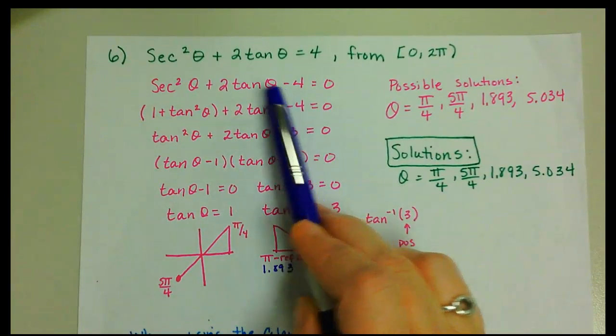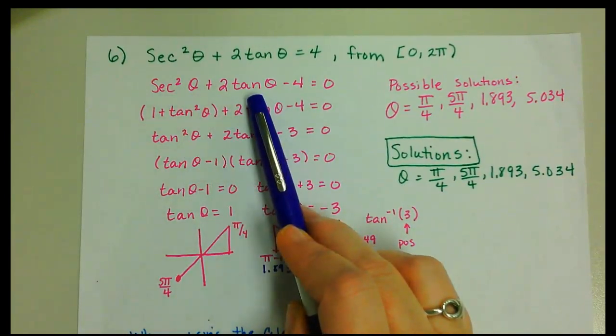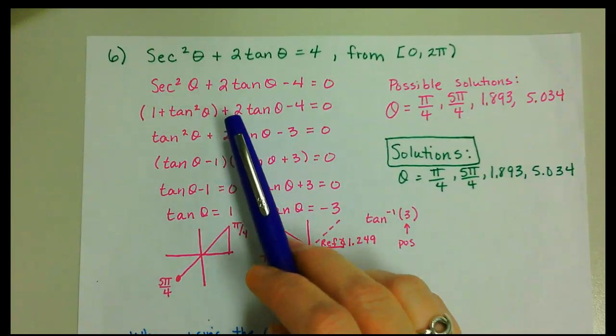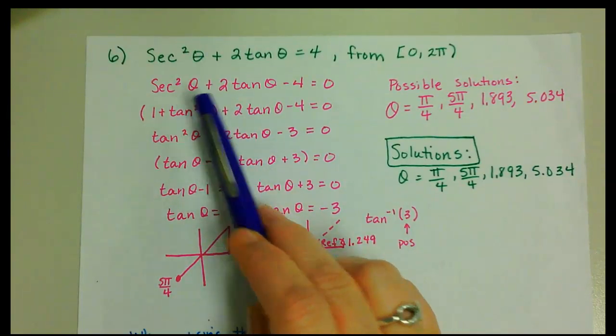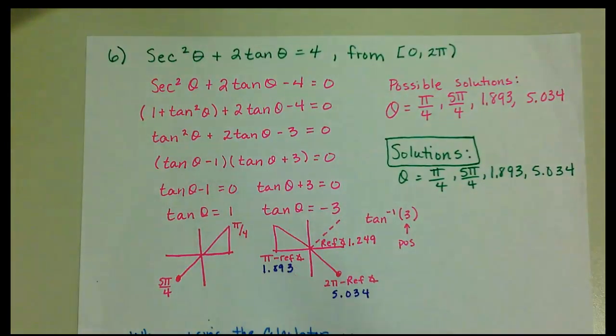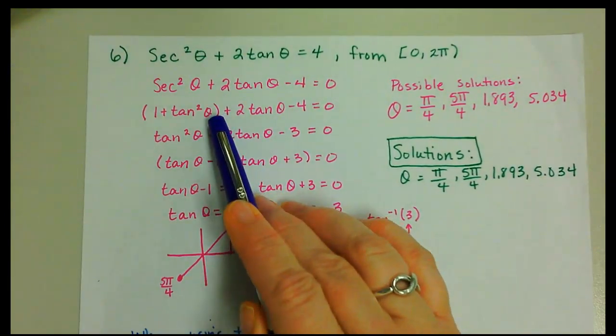Kind of looks like a trinomial, however, these are different trig functions. So I want to make a substitution. Is there any way I can turn secant squared theta into a tangent problem? And that's if we use our Pythagorean identity, 1 plus tan squared theta.